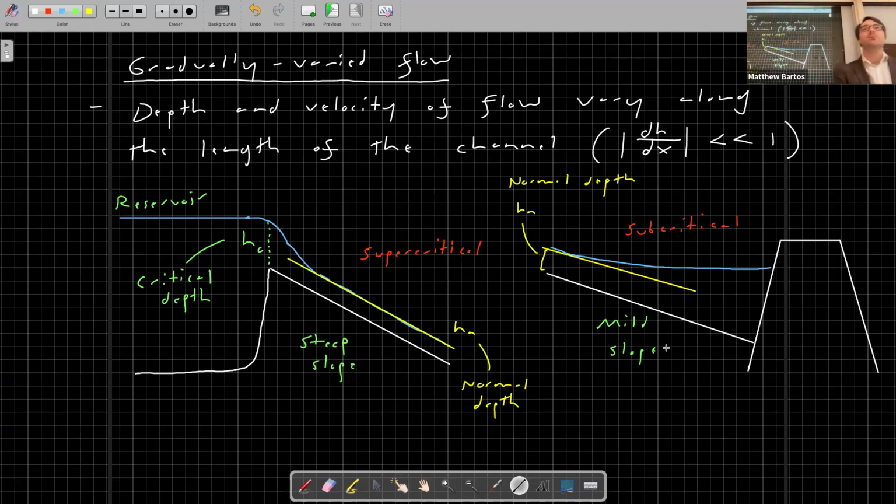Any questions on these two examples? Yes. The normal depth is the depth that occurs under uniform flow. So they could have called it uniform depth. I don't know why they call it normal depth, but it's the depth under uniform flow conditions.